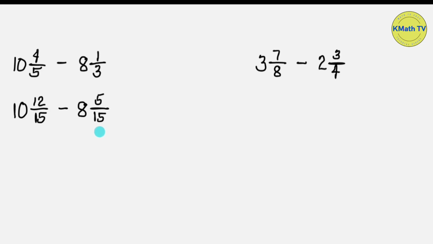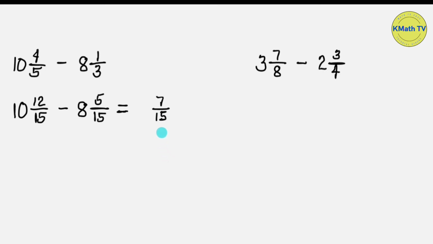Okay, we already changed the fractions to similar fractions. The denominators are the same. Next is to subtract. Subtract the fractions first by subtracting the numerators. Okay, let's subtract 12 minus 5 equals 7. And copy the LCD 15.